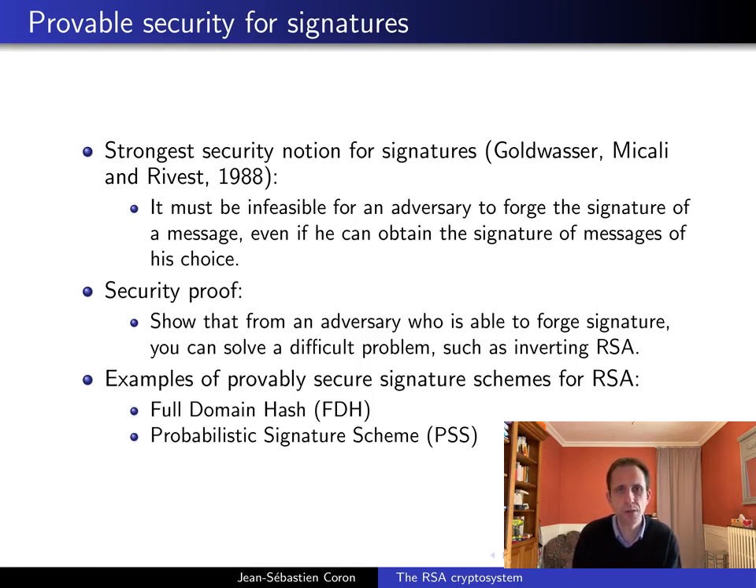Here below are some examples of signature schemes for RSA for which we can have such a security proof. These are the full domain hash scheme that I'm going to describe, and the probabilistic signature scheme PSS, which is probably the most widely used signature scheme based on RSA.